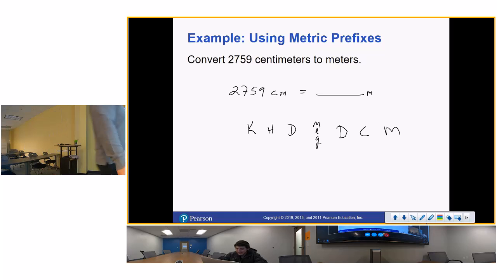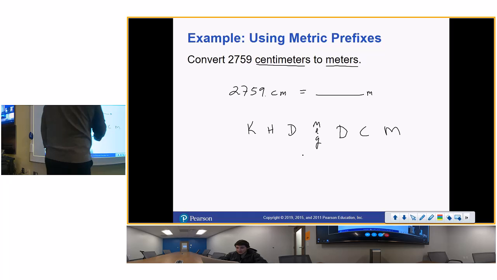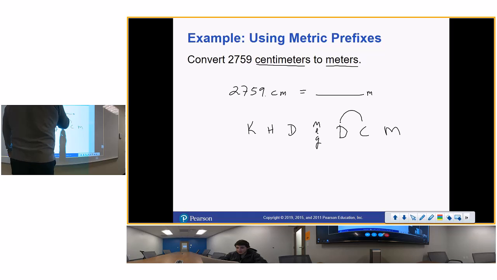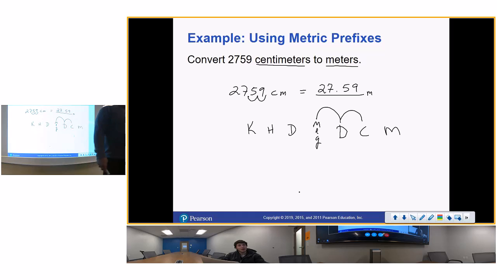All right. So where is the decimal right now? It's right there, right? So let's take our handy dandy. We want to go from centimeters to meters. Uno, dos. 27.59. Mr. B, did you get 27.59? Yep. You are a winner, sir.